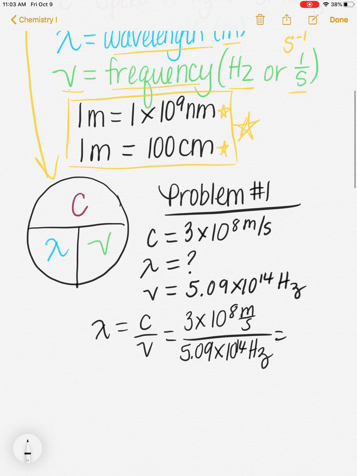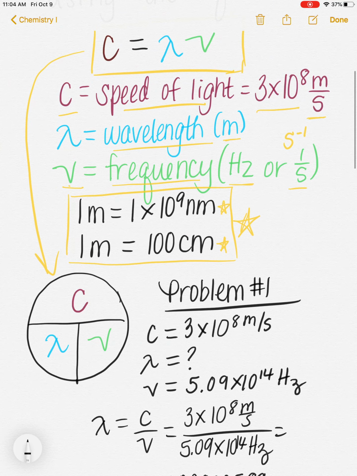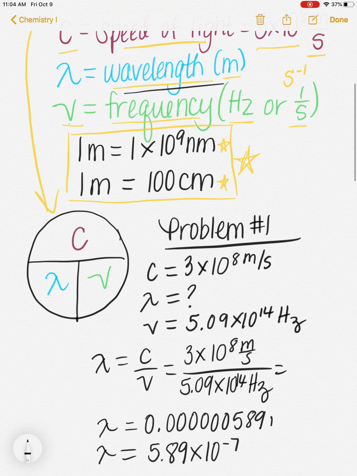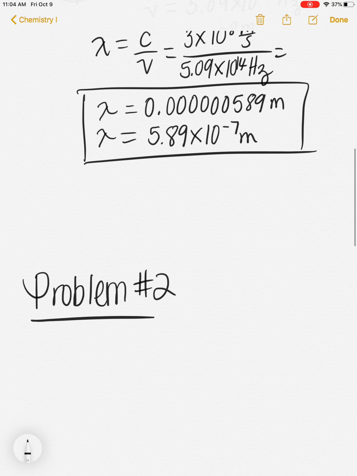When I do that, if your calculator is not set up in scientific notation mode, it will give you the value .000000589. Or if your calculator is in scientific mode, it would call that 5.89 times 10 to the -7th. We need a unit label, so we need to go back and consider what this value is. It's lambda, and remember from up here that lambda is wavelength, so my unit label would be meters, and that's my answer.